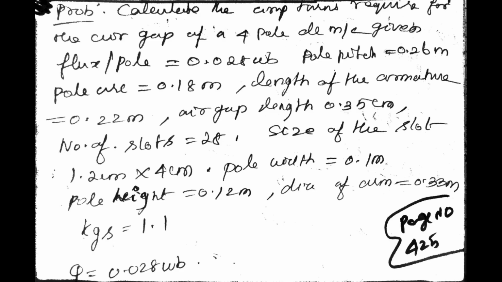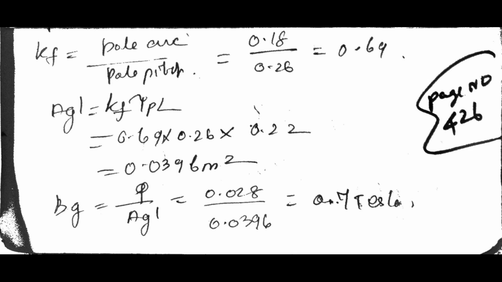armature is 0.33 meter, Kgs is equal to 1.1, that is the given value. Phi is 0.028 Weber, that is the given value. Continuation of solution. Kf is equal to pole arc divided by pole pitch is equal to 0.19 divided by 0.26 is equal to 0.69. Ag dash is equal to Kf tau p into L, 0.69 into 0.26 into 0.22, is equal to 0.0396 meter square. Bg is phi divided by Ag dash, 0.028 divided by 0.0396 is equal to 0.7 Tesla. That formula I explained in theoretical classes.